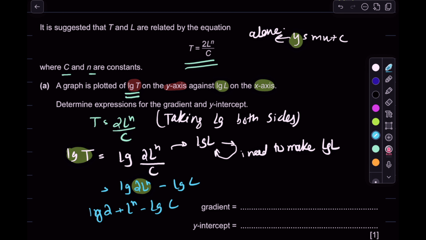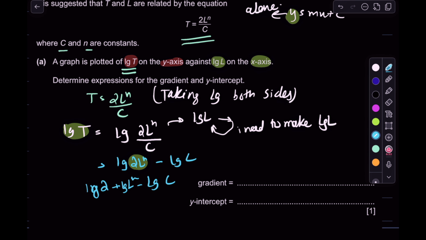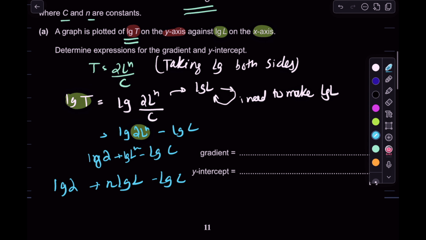Okay, wait a minute. lg L raised to the power of n negative lg c, and I can apply the power rule here, and lg 2 plus n lg L negative lg c. So what does it become? It becomes lg L to the power, base coefficient of n, plus lg 2 negative lg c.